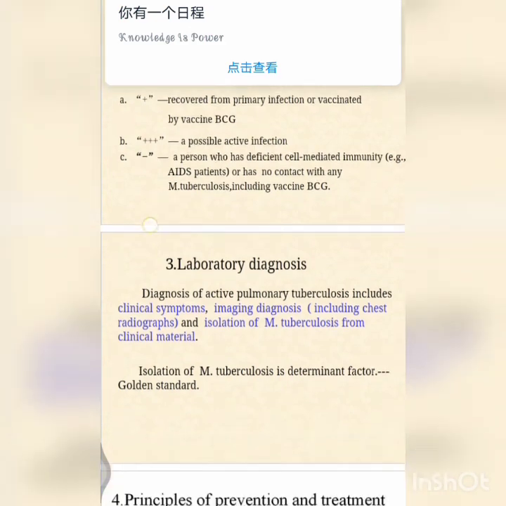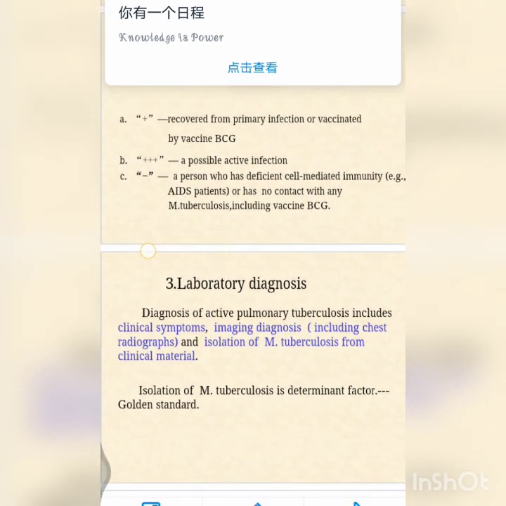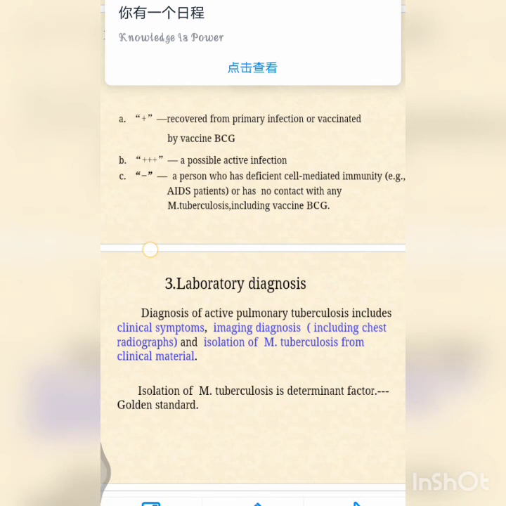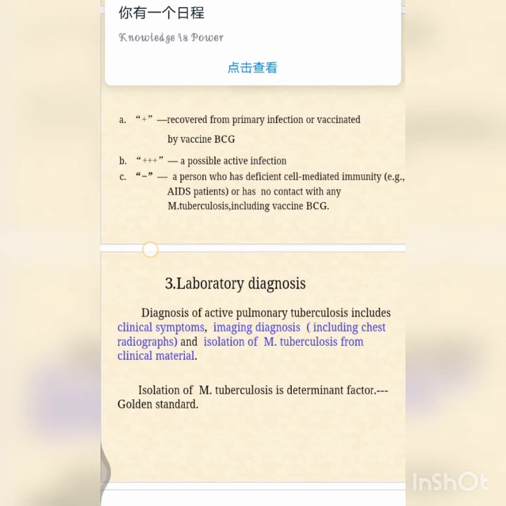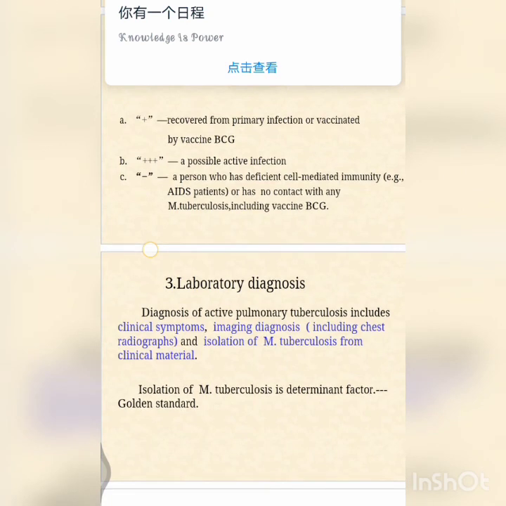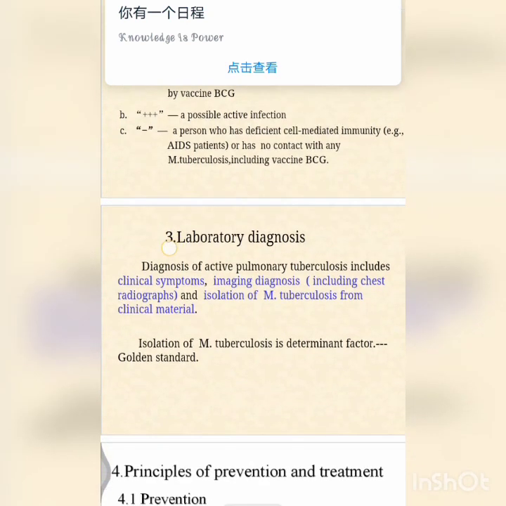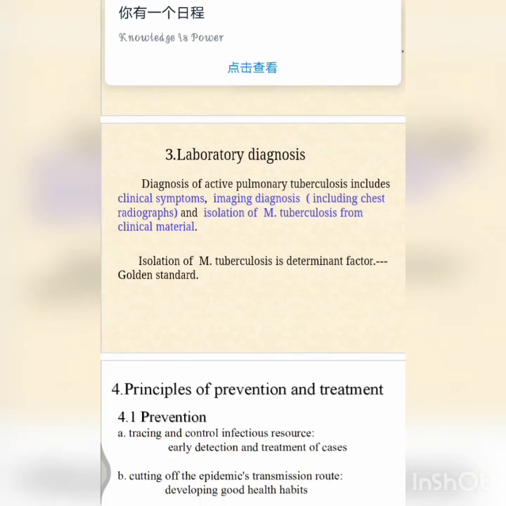Let us see here. Diagnosis of active pulmonary tuberculosis includes clinical symptoms, image diagnosis including chest radiograph, that is X-ray, and isolation of M. tuberculosis from clinical material. So isolation of M. tuberculosis is the determinant factor. It is the gold standard.